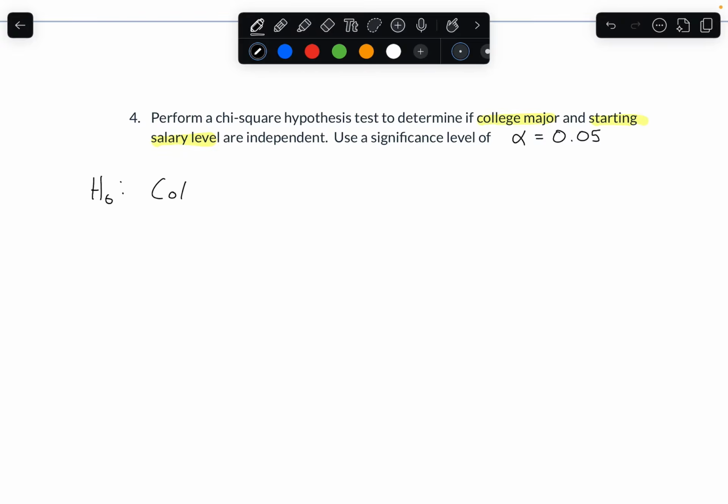So we'll say college major and starting salary level are independent, meaning there is no relationship between those two. The outcome of one of those things does not tell me anything about the outcome of the other. So there's my null hypothesis.